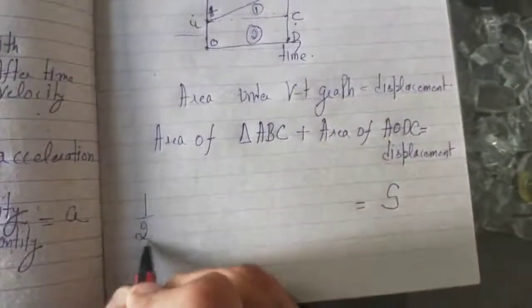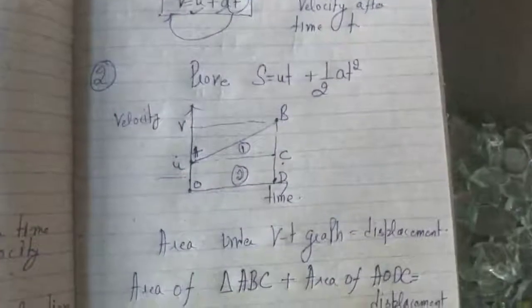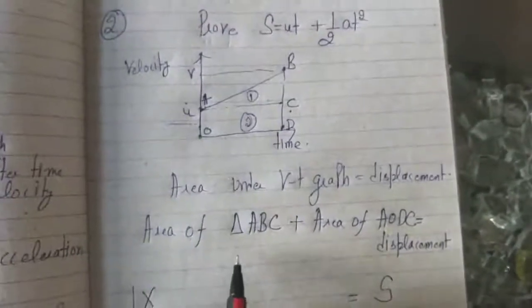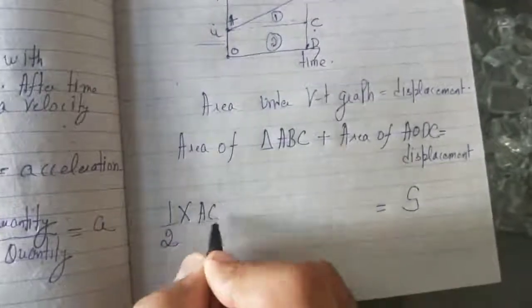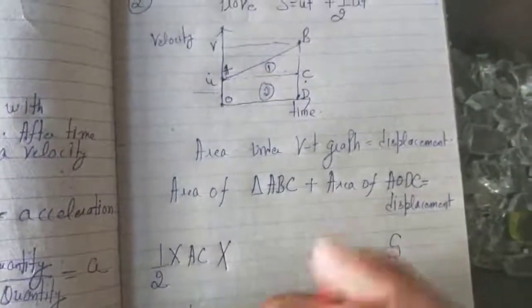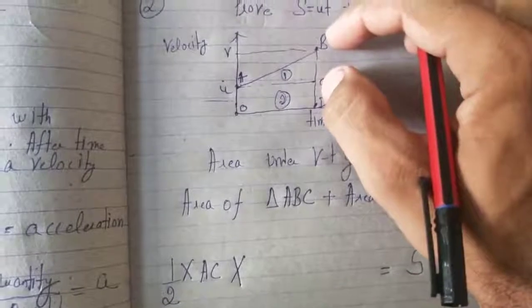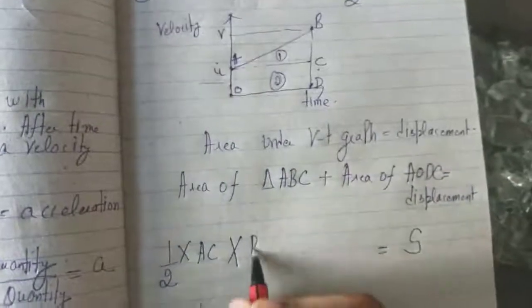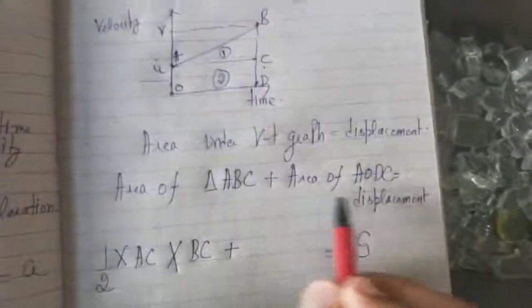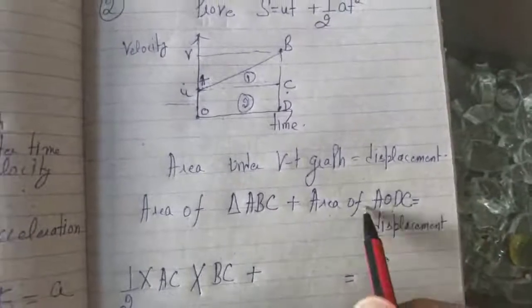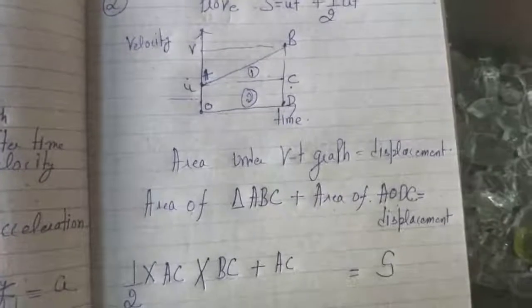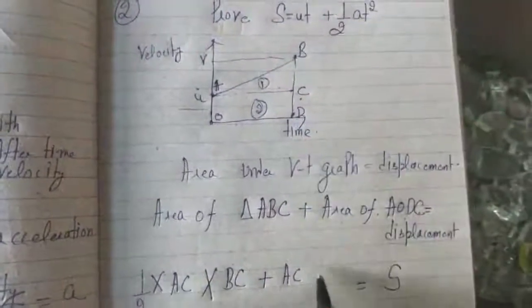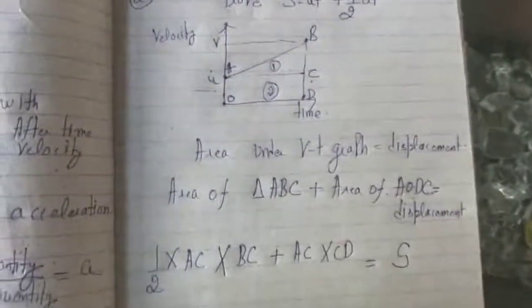So what is the area of triangle? Half into base into height. What is the base? Base is AC. What is the height of the triangle? BC. Plus area of rectangle. What is the area of a rectangle? Length into breadth. What is length? Length is AC. And what is breadth? Breadth is CD. So these are the points.